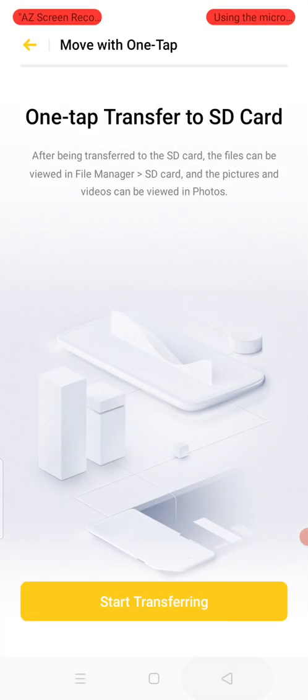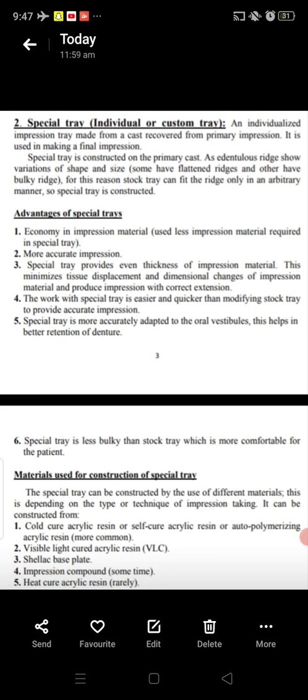Now come to the advantages of special trays. There are 6 advantages. Number 1, economy in impression material. Less impression material is required in special tray. Second is a more accurate impression because it is specialized for that patient. Third, the special tray provides even thickness of impression material, meaning every area will have the same thickness. This minimizes tissue displacement and dimensional changes of impression material and produces an impression with a correct extension.